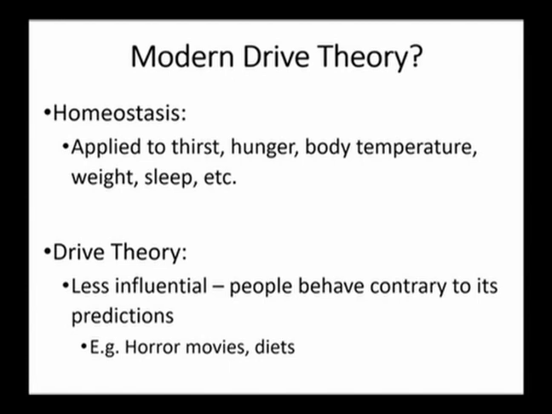Things like thirst or hunger or body temperature or your weight, sleeping state. Those are things that, yeah, we can make a logical connection to maintaining that homeostatic balance. But there are so many other things that can be going on that motivate us to do something that have nothing to do with our internal state. So our modern drive theory has a very limited scope. And so it's a much less influential theory than some of the other ones we're going to talk about.